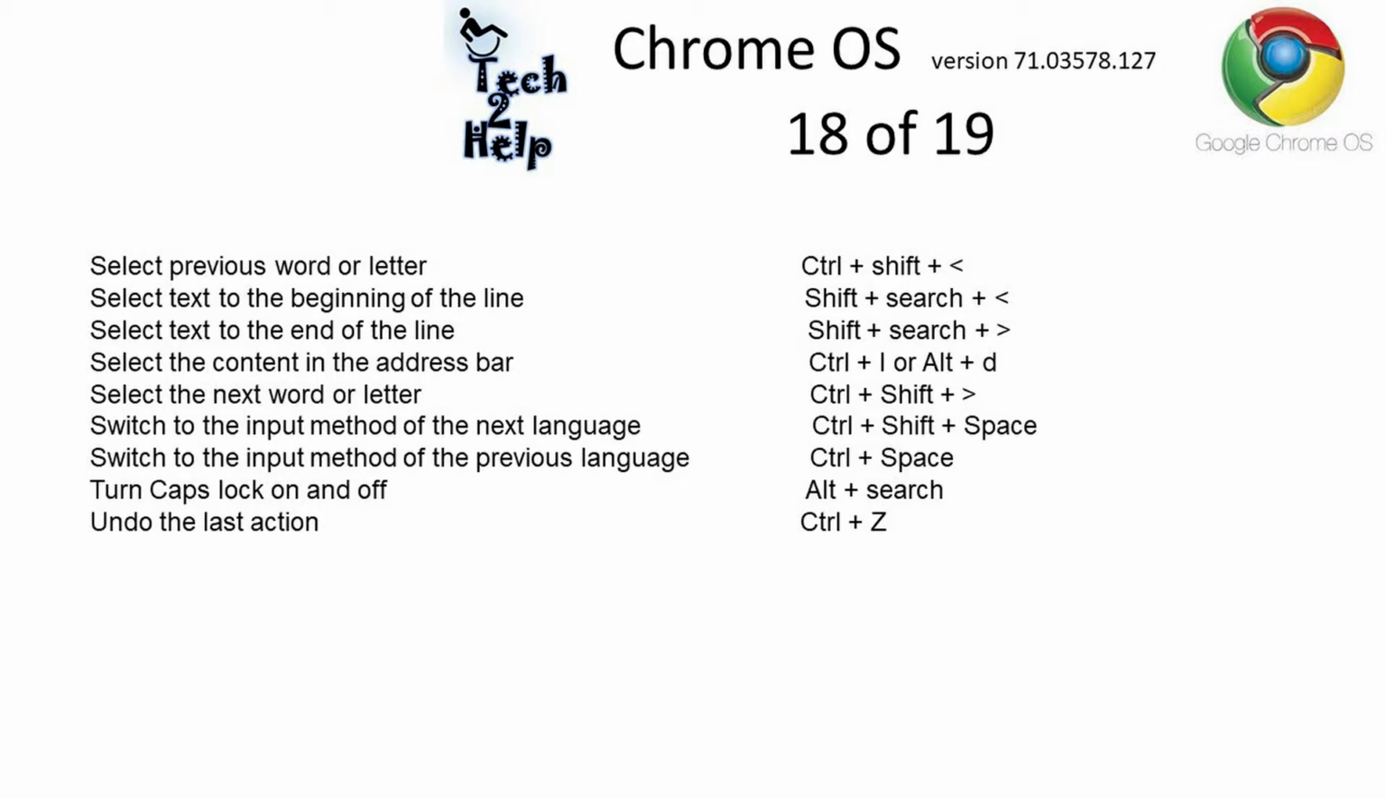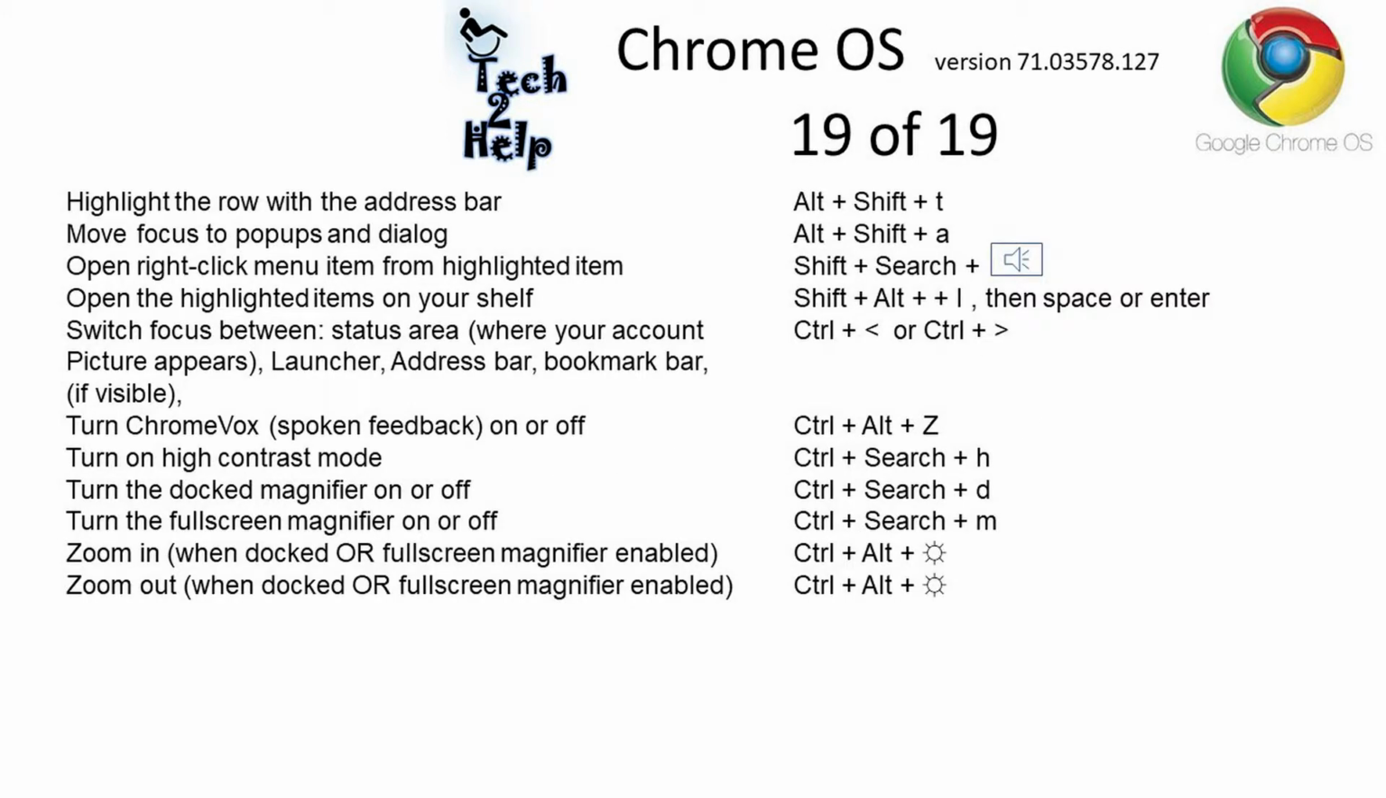Turn caps lock on and off: Alt plus Search. Undo the last action: Control plus Z. Chrome OS version 71.03578.127. 19 of 19. Highlight the row with the address bar: Alt plus Shift plus T.